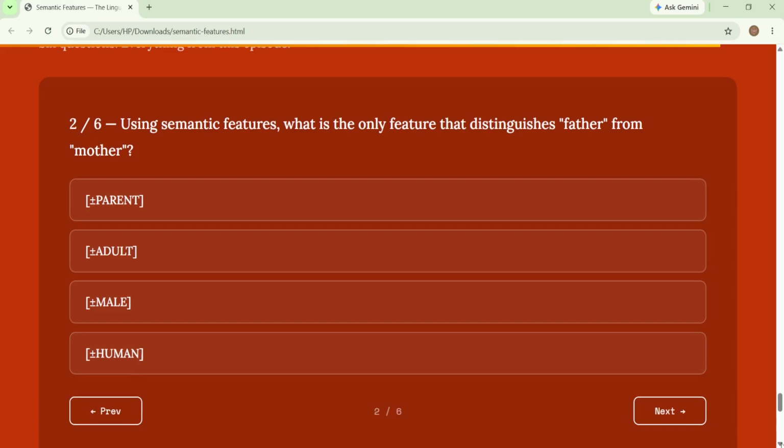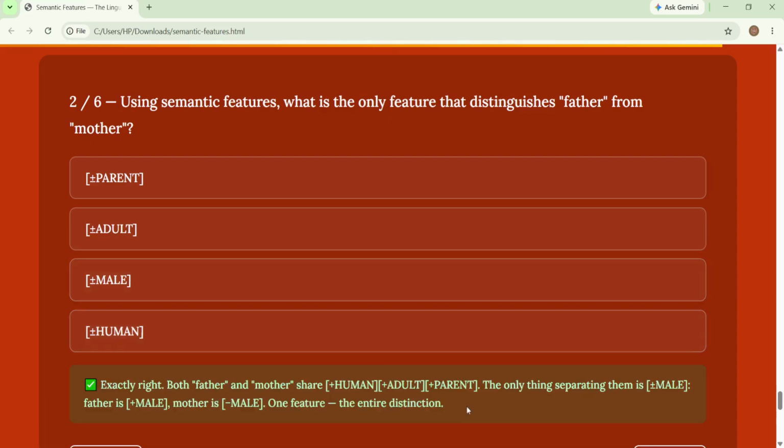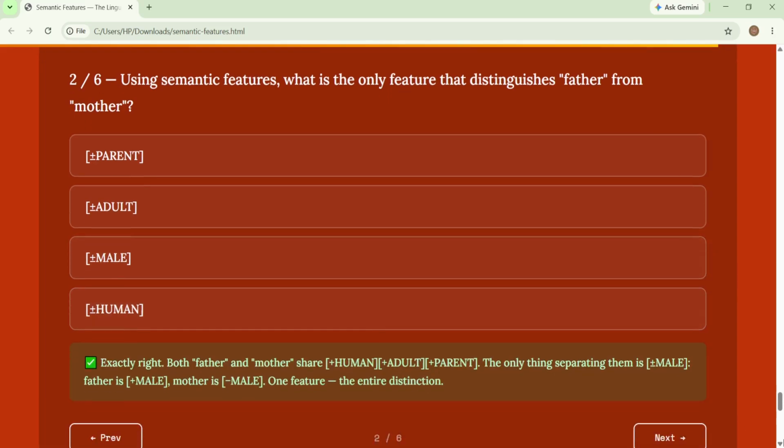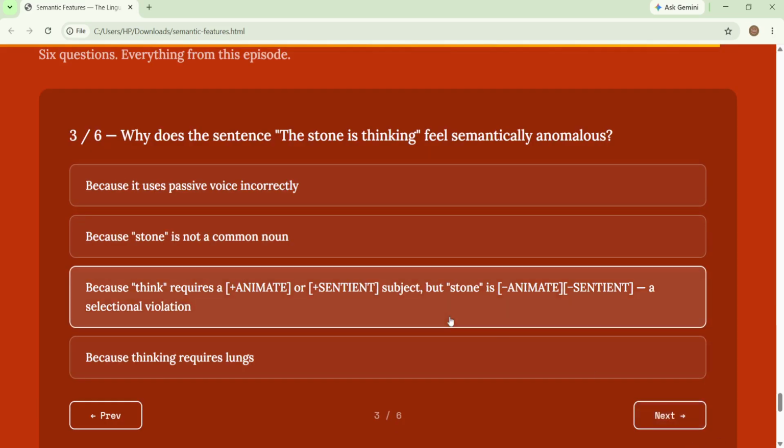Let's scroll a bit. Using semantic features, what is the only feature that distinguishes father from mother? Parent? Well, they're both parents. Adult? Well, they're both adults. Male: he will do, both are human, and it's male because one is female. So this is the only feature that distinguishes both of them. Then move on to the next one.